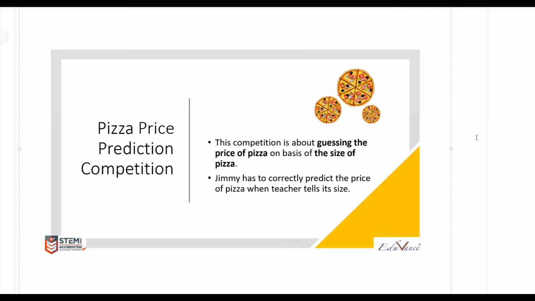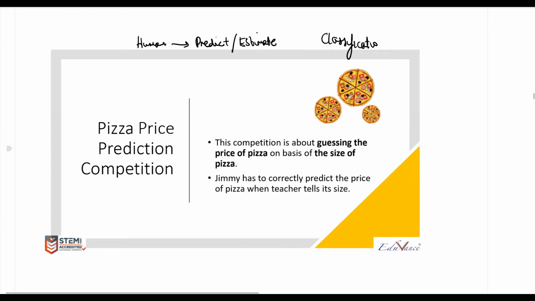In this lecture, we will look at an example of how a human has to predict or estimate the output. In the previous lecture, we looked at the difference between classification, or as we called it, identification, and estimation. We looked at different examples. In this lecture, we will look at estimation or prediction.